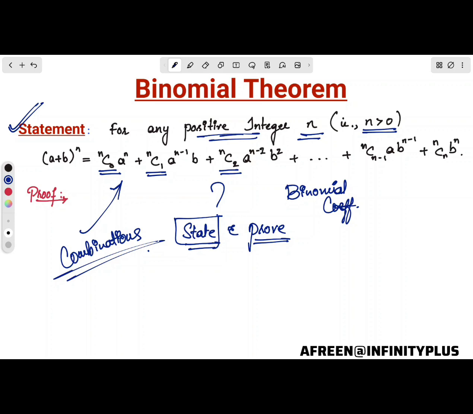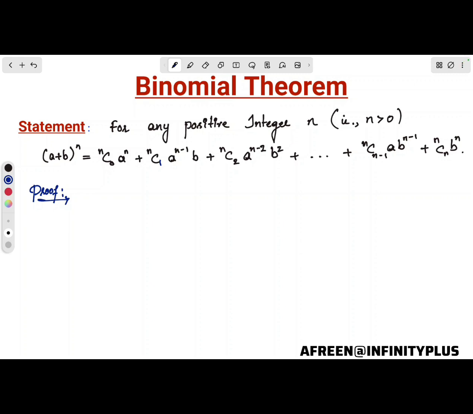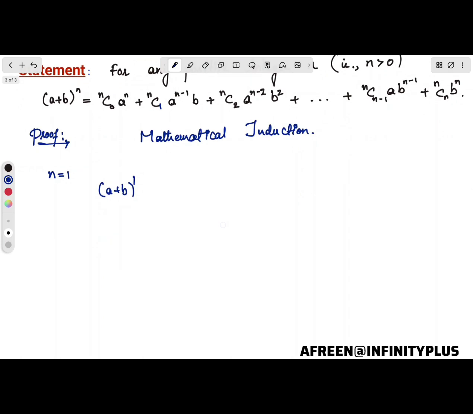So let's prove the binomial theorem by the method of mathematical induction. First and foremost, we have to prove that the given statement is true for n equal to 1. So wherever n is there, substitute it as 1. This will become (a + b)^1, which is equal to 1C0 a^1 plus 1C1 a^(1-1) b. Since it is nCn, we have to stop here only.